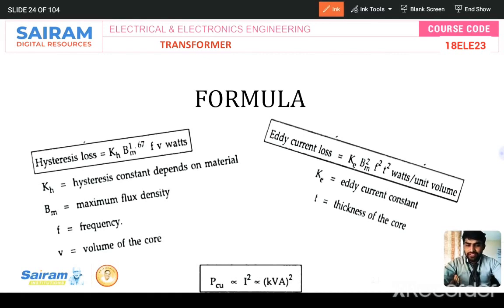And how to eliminate losses? By seeing this equation, we should reduce the volume of the core, then hysteresis loss will be reduced. If you reduce the thickness of the lamination, definitely eddy current loss will be reduced. And copper loss, I square R loss: current flows through the conductor, it is in terms of I square, and in the winding heat is produced, right? So that's why it is called I square R loss.